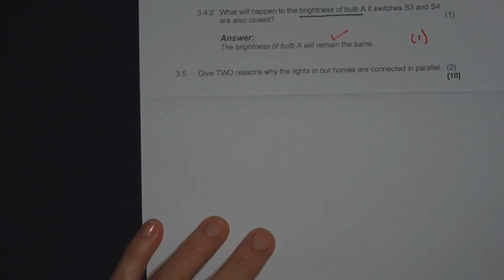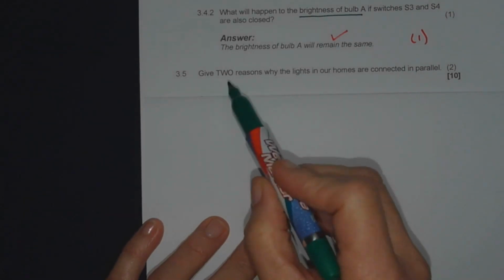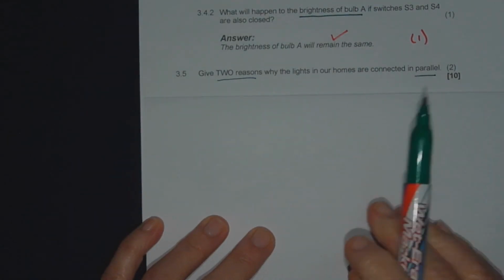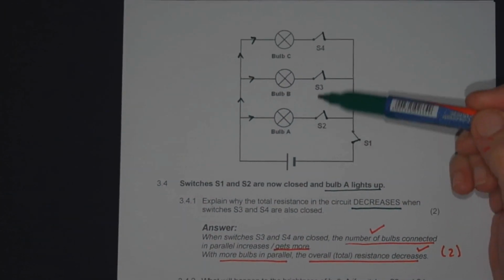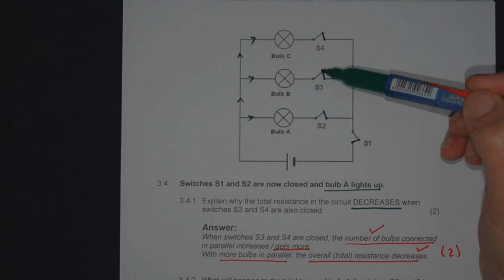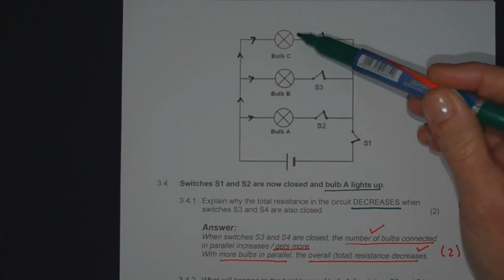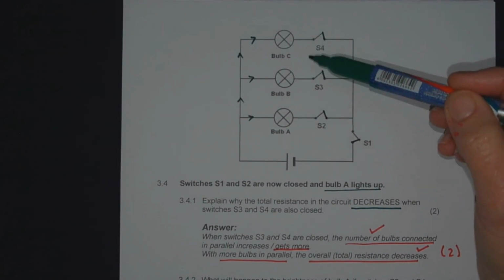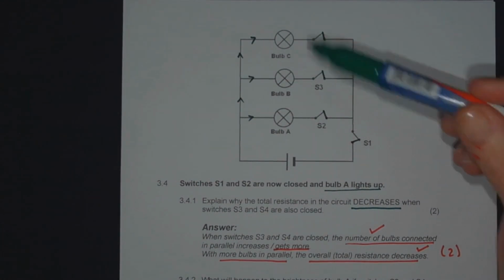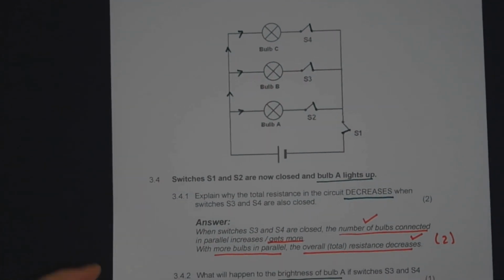The last question for the day is give 2 reasons why the lights in our homes are connected in parallel. And I hope you've seen now in this diagram above. In a parallel circuit, you can switch the bulbs on and off separately. If one bulb fuses, the others can still glow. And if you add bulbs in parallel, the brightness remains the same. So that would be our answer in 3.5.